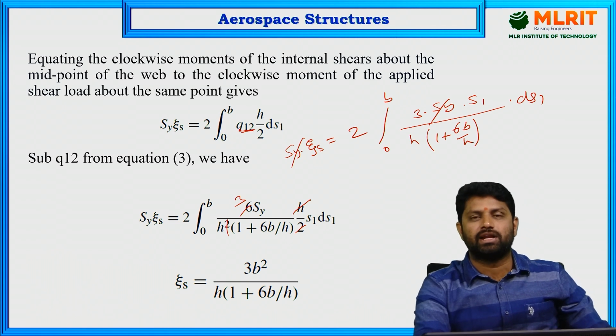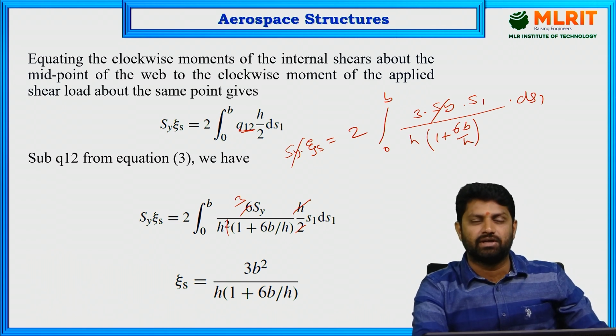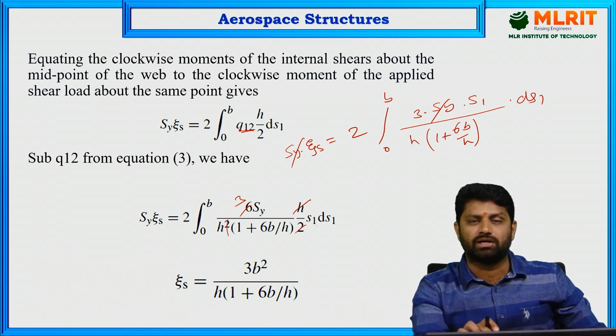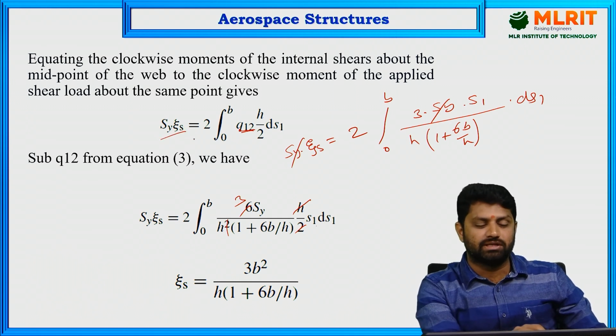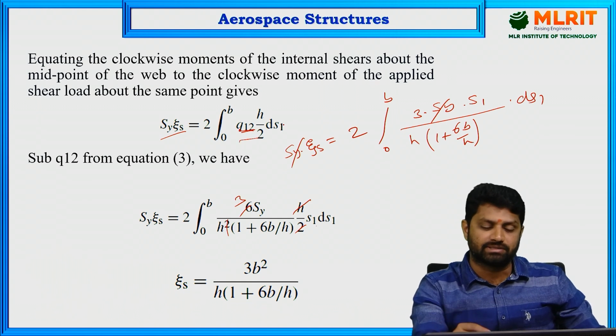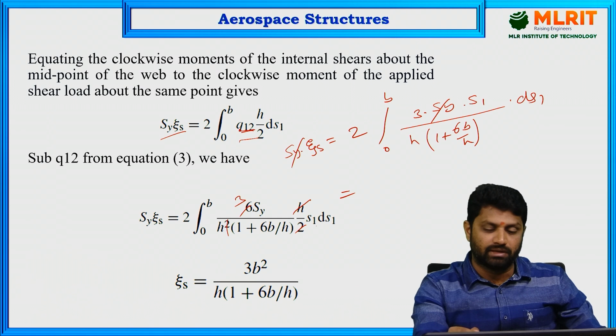Remember, to calculate the horizontal position of shear center, we assumed vertical load Sy. Now that vertical load will get cancelled on itself when you take the moment about a suitable point. That is, the moment due to the shear load should equal the moment due to internal shear flow. Okay, it will get cancelled. Now the rest of the thing is only what we do, the integration.